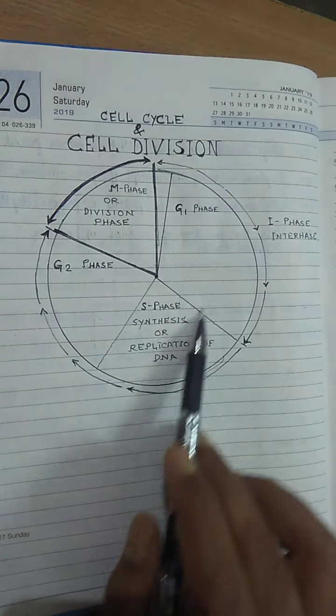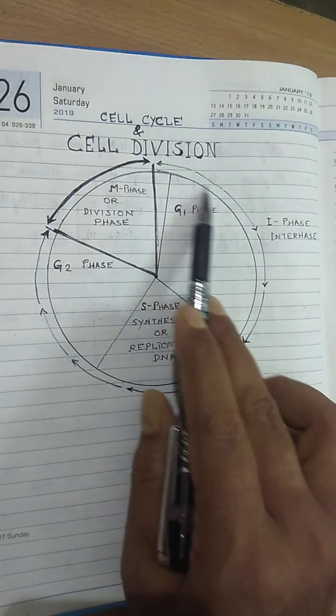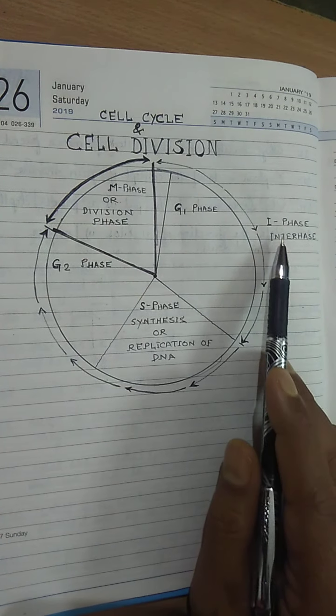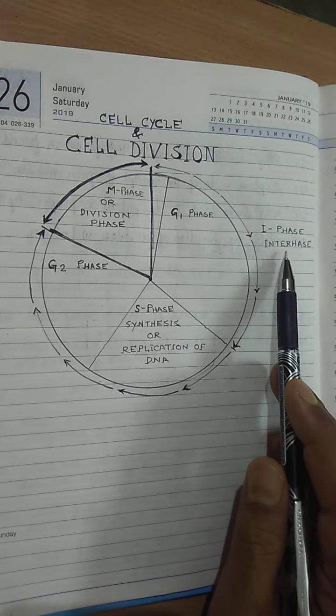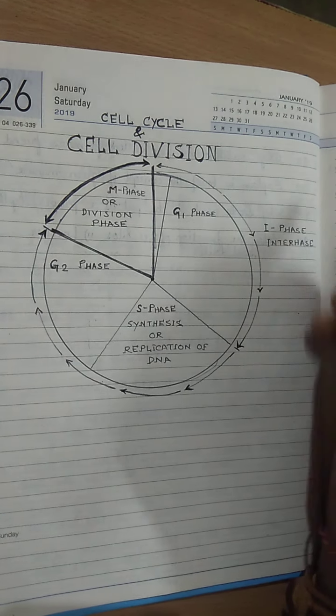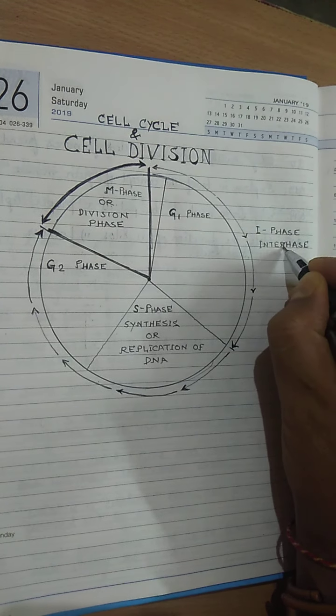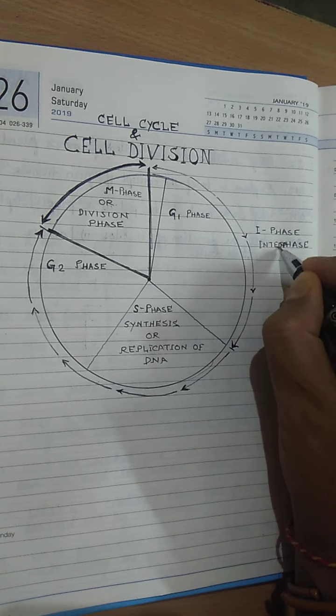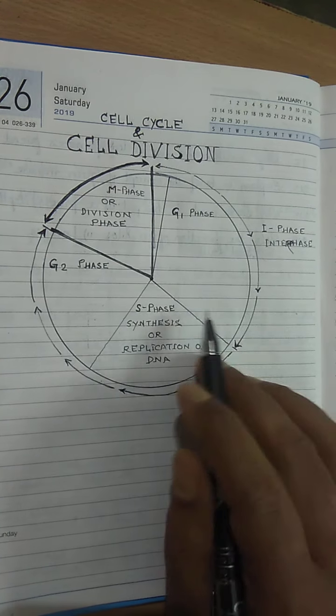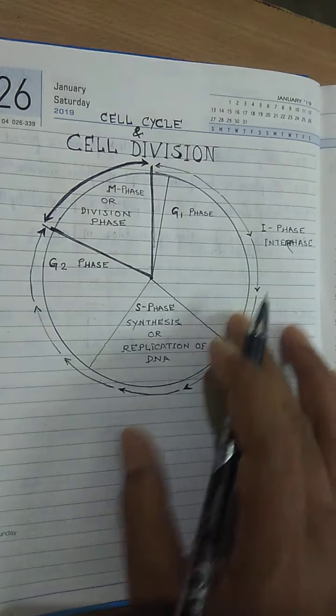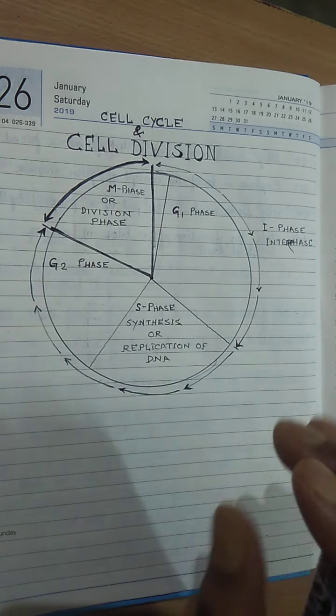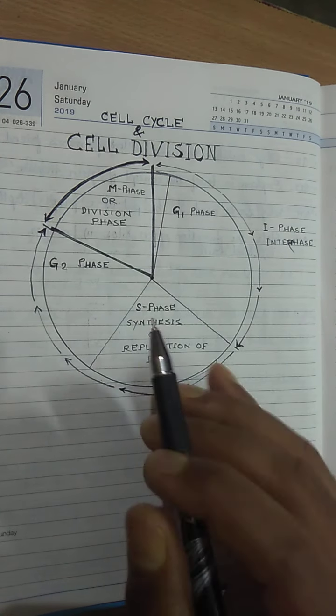So G1, S and G2, all these three phases are also known as the I phase or the interphase. Sorry for the spelling, it will be interphase. So during the interphase, what happens? The cell gets ready to go into the cell division stage.